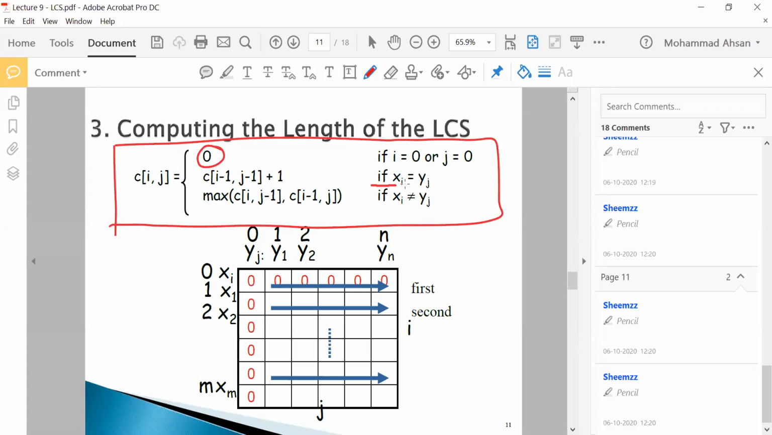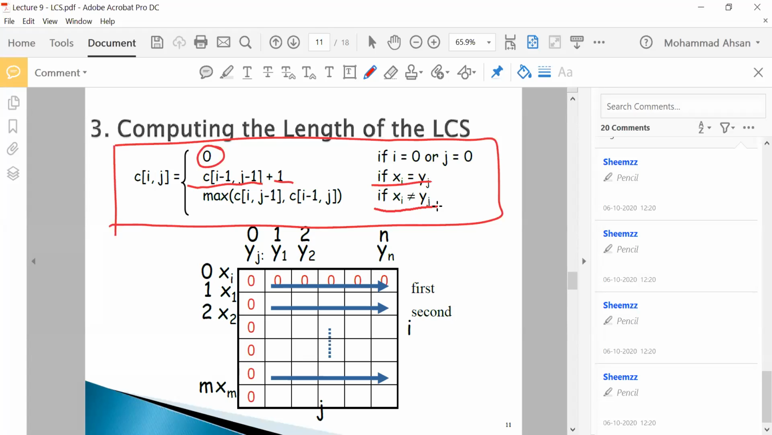If the last elements match, then we take that as an option, as in we take that match as length 1, and then our problem gets reduced to i minus 1 and j minus 1. So now we have to find the longest common subsequence between x_{i-1} and y_{j-1}.